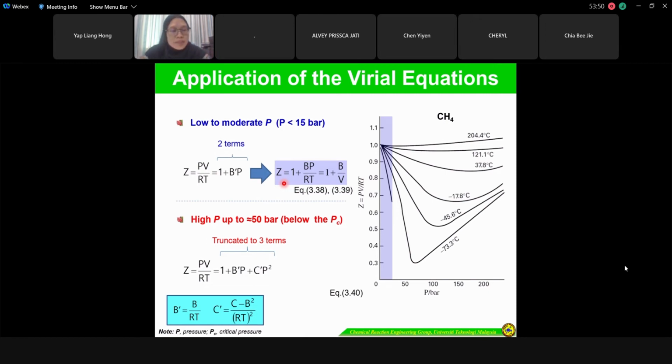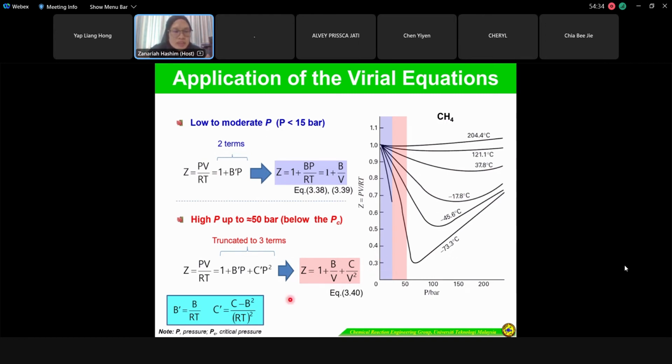Okay. So the B dash and the B, they are coefficients. It depends on the substance type, and it's also a function of temperature. Now the second one, which is the 3-term virial equation, is valid at slightly higher pressure compared to the first one. This can be applied to pressure up to 50 bar, but must be below the critical pressure, PC. So they have a wider application range for the pressure.